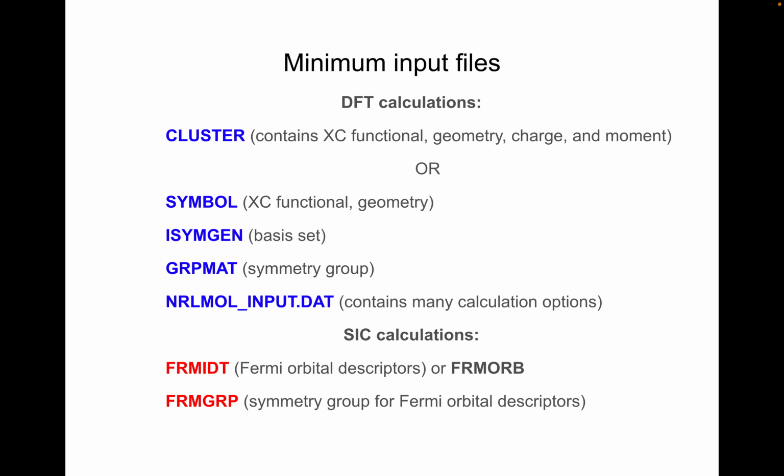For the DFA calculation, what you need is either the single cluster file or 3 files: symbol, ISIMGen, and grpmat. The cluster file contains the exchange correlation functional name, the geometry of your system, and the charge and moment of your system as well. Alternatively to cluster, you can also use the symbol file, which contains the geometry and exchange correlation functional, and the ISIMGen file that contains the information about the basis set, and the grpmat file, which contains the symmetry group information. Now, when you start your calculation from the cluster file, it will generate those 3 files automatically.